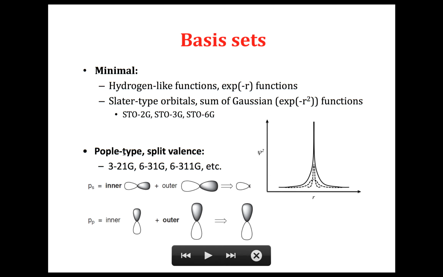So we take a series of Gaussian functions and use those to try to replicate our hydrogen-like functions. Now, as you see a basis set go from 321G to 631G, you're having more Gaussian functions. More Gaussian functions is a bigger basis set. It's going to usually give you better results.